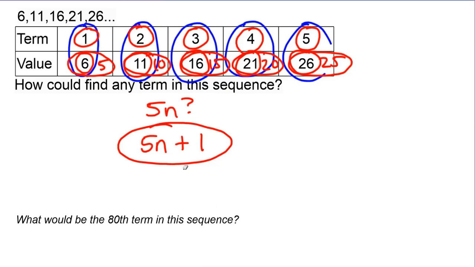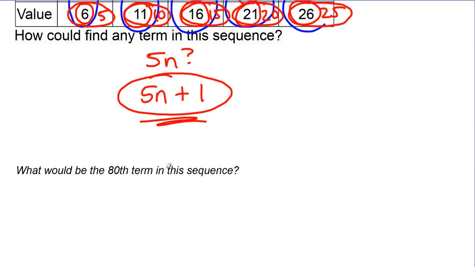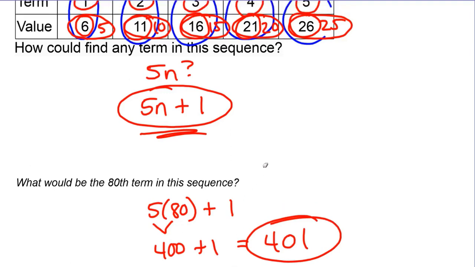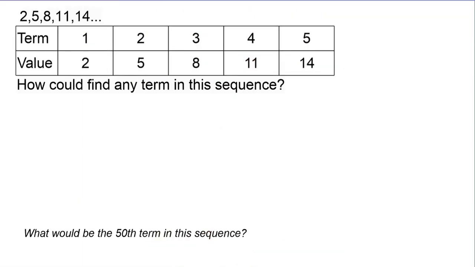So now I know I've got an algebraic expression that will find the value of any term in the sequence. So what would be the 80th term in this sequence? Well, I'm going to evaluate that expression for a value of 80. So n is 80. So I take 5 times 80 plus 1. 5 times 80 is 400. Plus 1 is 401. So the 80th term in this sequence would be 401. So the power of writing an algebraic expression really saves us a lot of time and gives us a lot of predictive power. Let's try one more, and this one's a little bit more challenging.